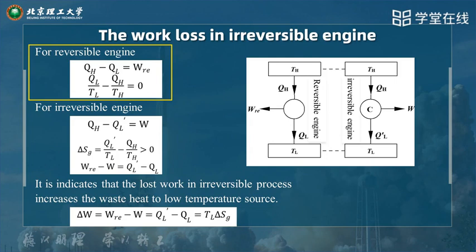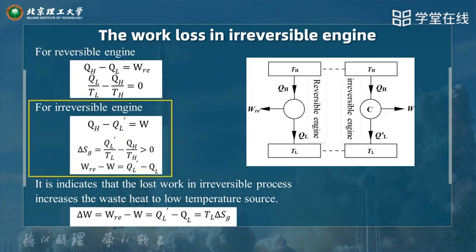So QH minus QL is WRE. Here, RE means reversible process. Also, we know QL over TL minus QH over TH equals 0. From the Carnot cycle, we obtain this equation because the process is reversible.